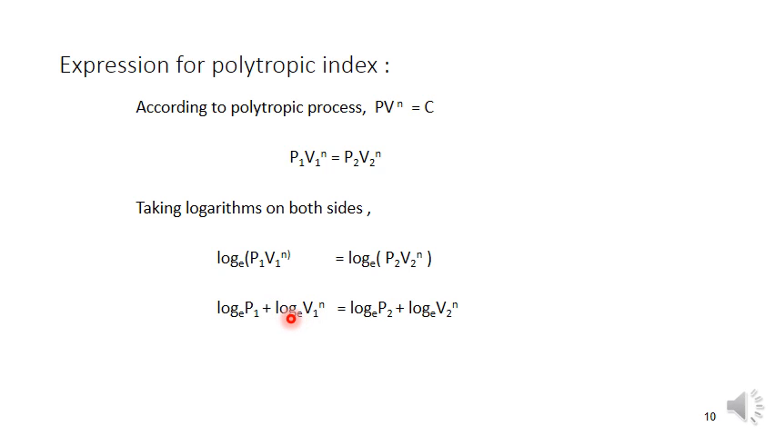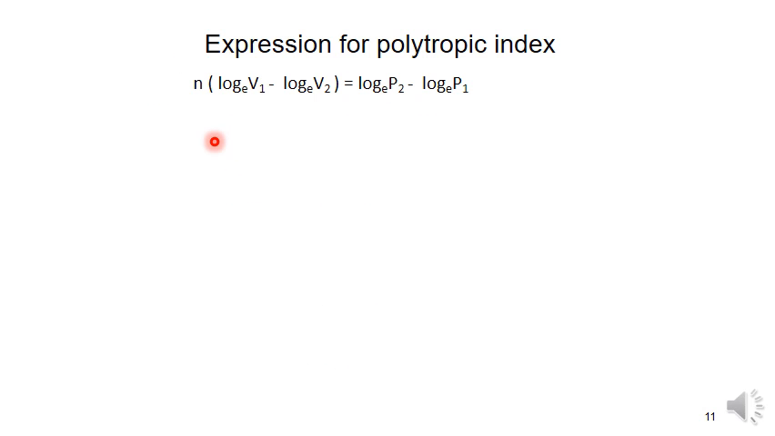Here it is log_e V1^n. We all know that log a^m is equal to m log a. So I am writing here like that: log_e P1 plus n log_e V1 is equal to log P2 plus n log V2. Next, what is the next step here? I am bringing the n terms on one side, the pressure on one side and the volume on the other side. So n log_e V1 minus n log_e V2 equals log P2 minus log P1.